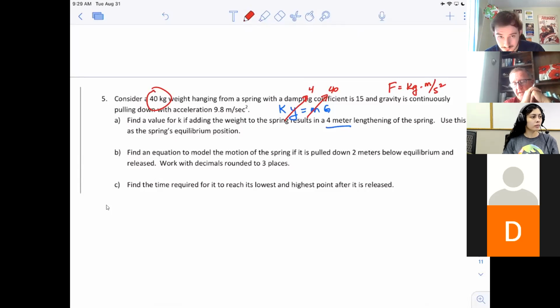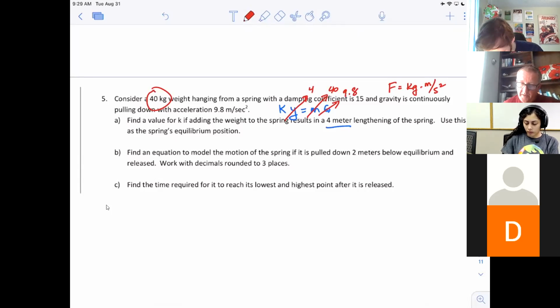That's how mass is measured. That's how acceleration is measured. So the fact that I gave you the weight in kilograms means I was being nice. The fact that I gave you the acceleration of gravity in meters per second squared is being nice. The fact that it lengthened 4 meters is nice. So no tricks in any of this. I'm really just replacing these values.